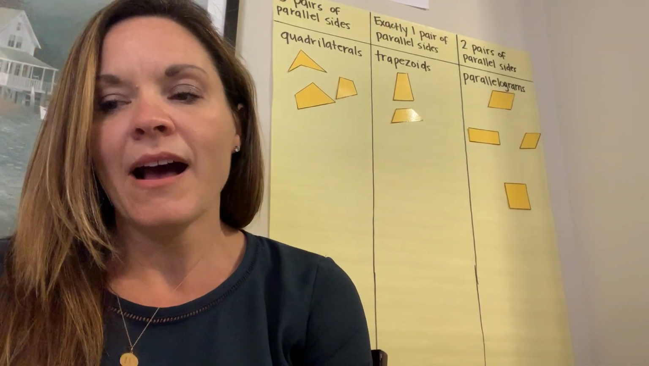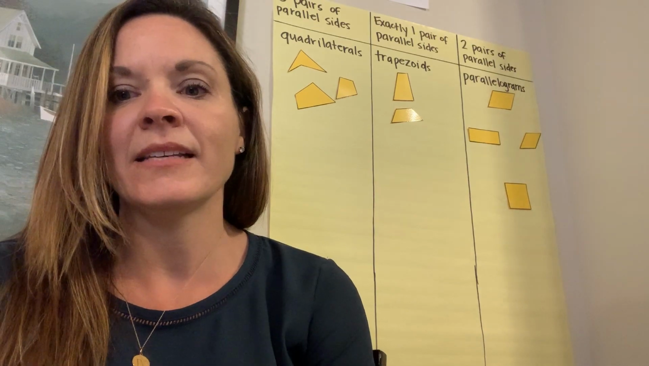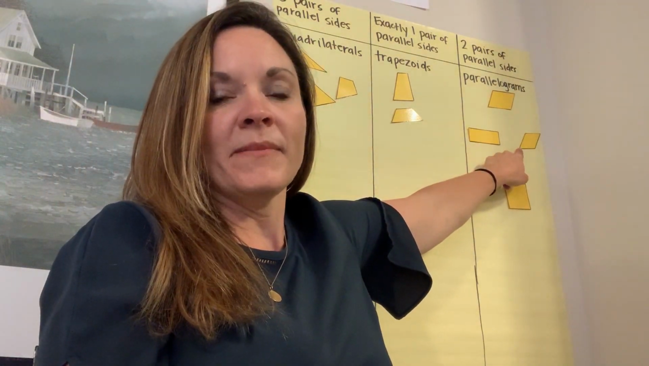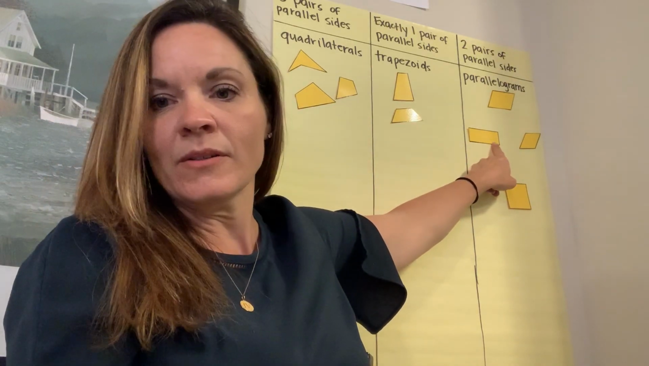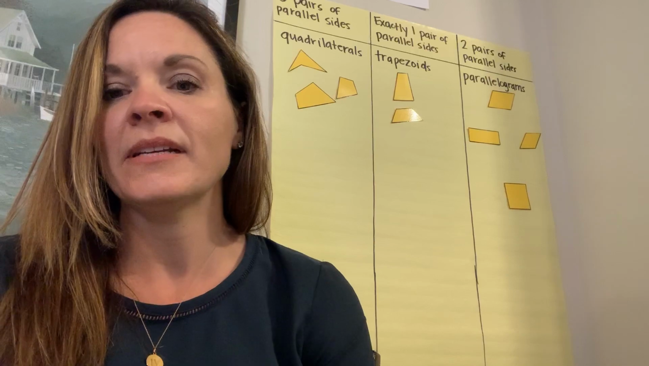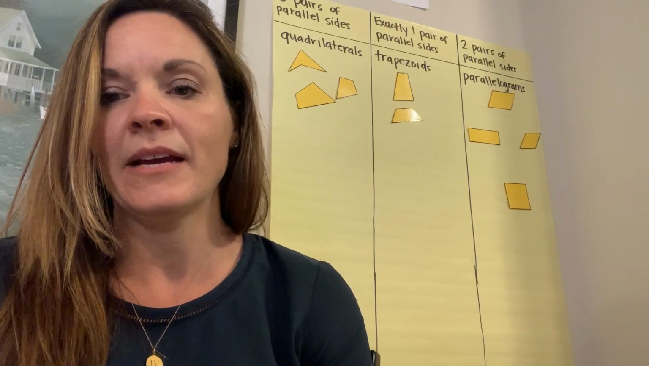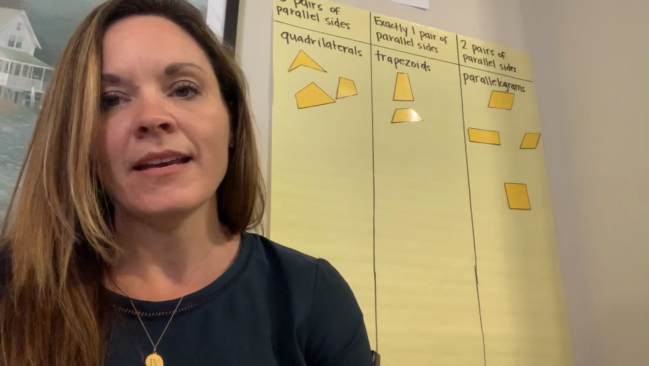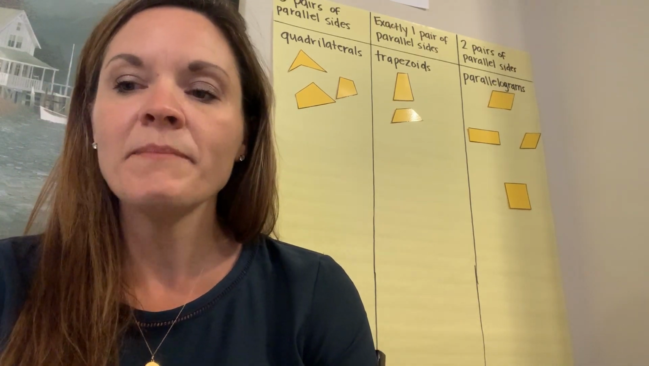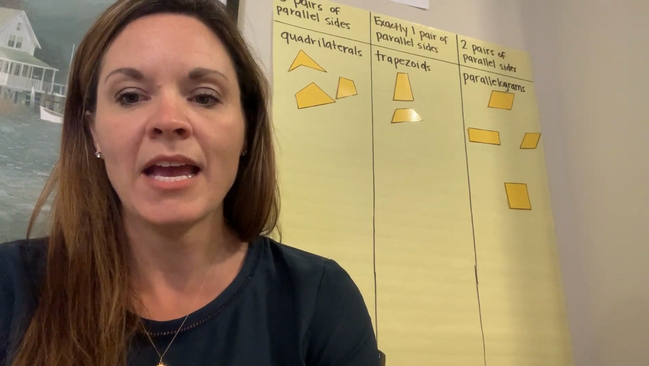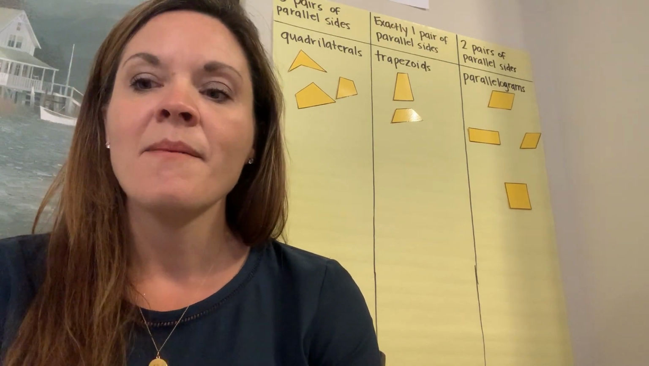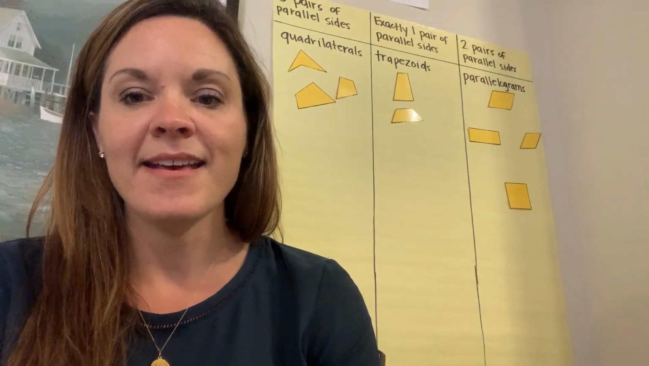We can further classify parallelograms as either squares, rhombi or rhombuses, or rectangles. Today we will be looking at the properties of all of these parallelograms. Our I can statement for today is, I can identify properties of parallelograms, rectangles, rhombi or rhombuses, and squares based on their sides and angles.